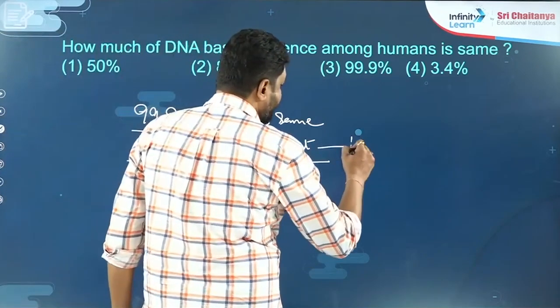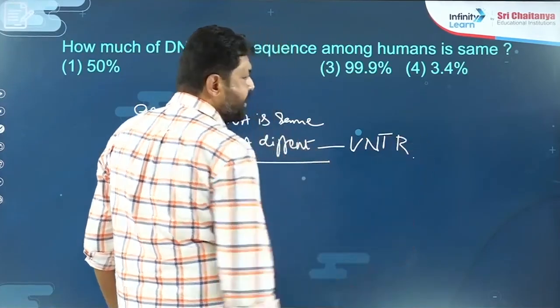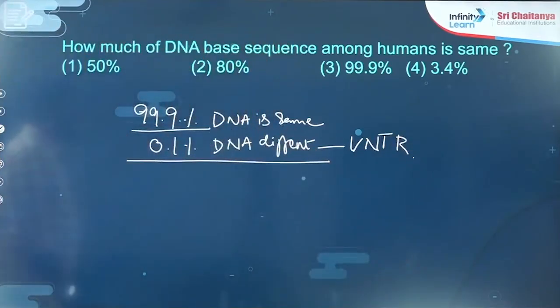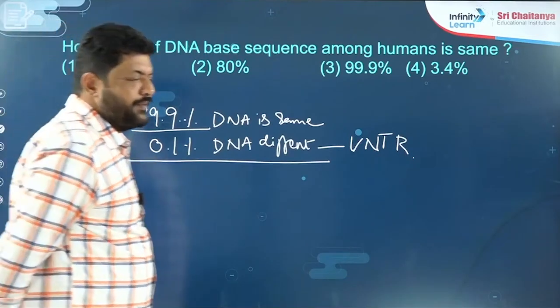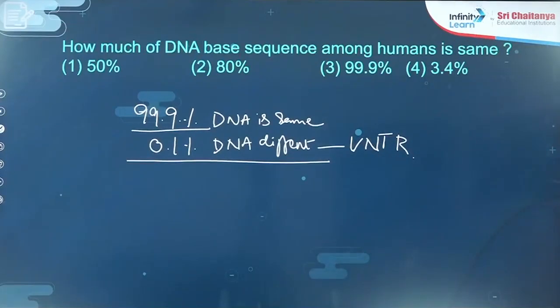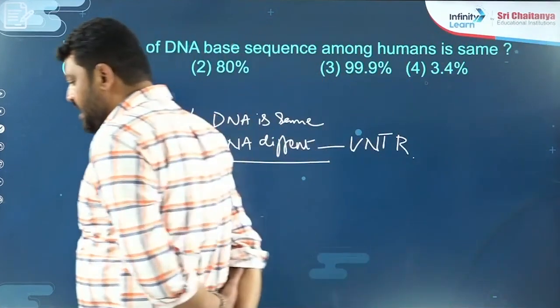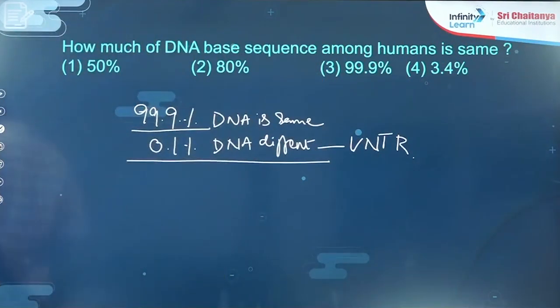The 0.1% of DNA that is different in every individual is in the form of VNTR. Do you know what we mean by VNTR? Variable number tandem repeats. VNTRs are non-coding sequences present in the DNA, and the number of times they are repeated in a particular chromosome varies.